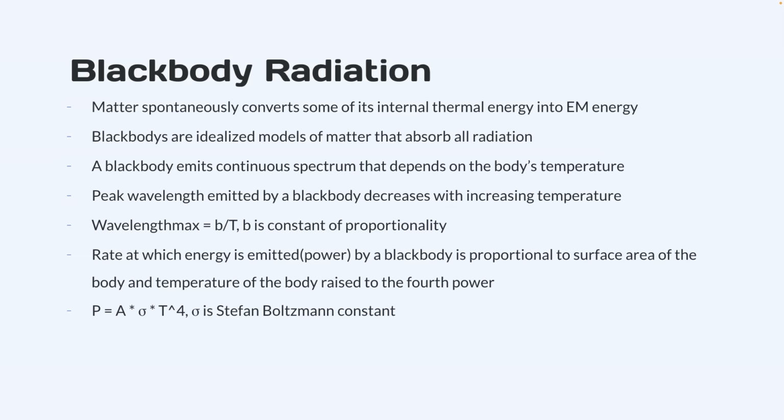The rate at which energy is emitted, the power of a black body, is proportional to the surface area of the body and the temperature raised to the fourth power. And that's described by this equation. P is equal to A times the Stefan-Boltzmann constant times the temperature to the power of 4.